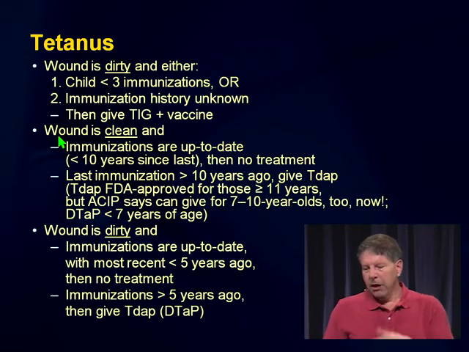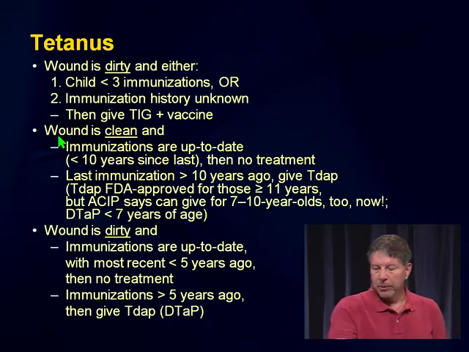Okay, here's all that in words for you from what we just said verbally, so you can get it. So just read through this again, and this tells you when to do it or not. Okay, so for clean wounds it's 10 years. Okay, dirty wounds is 5. And remember, the only time you're going to give immune globulin is if you've had less than 3 immunizations.